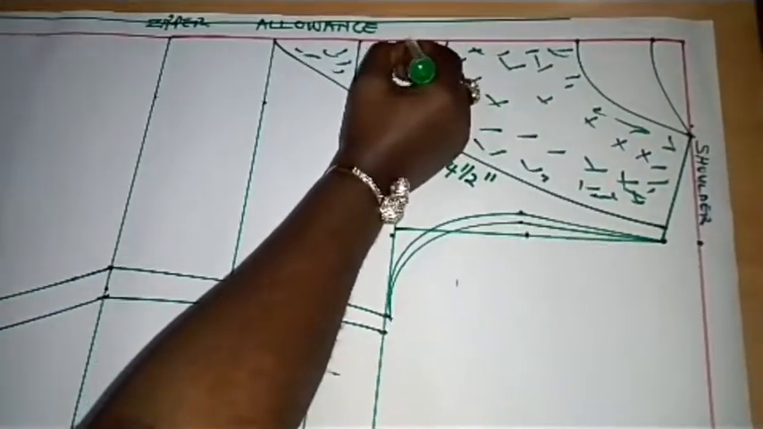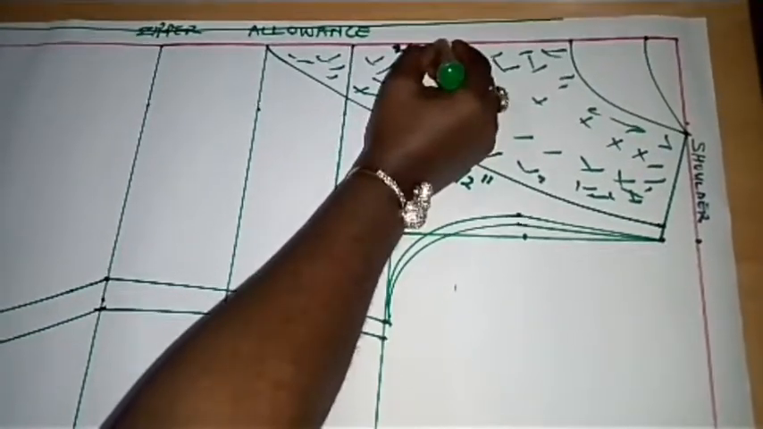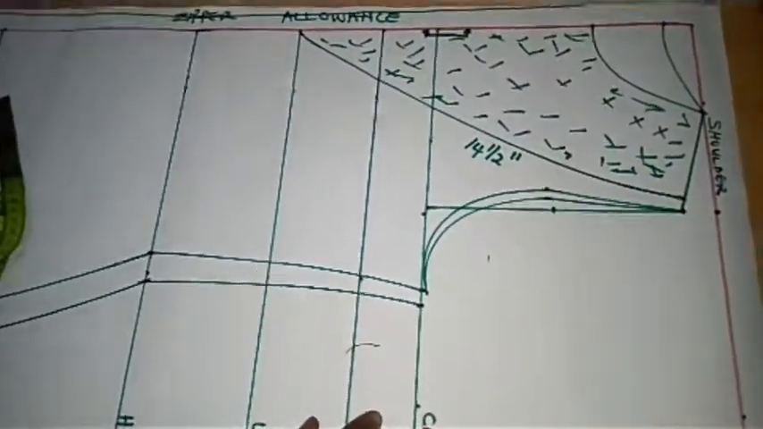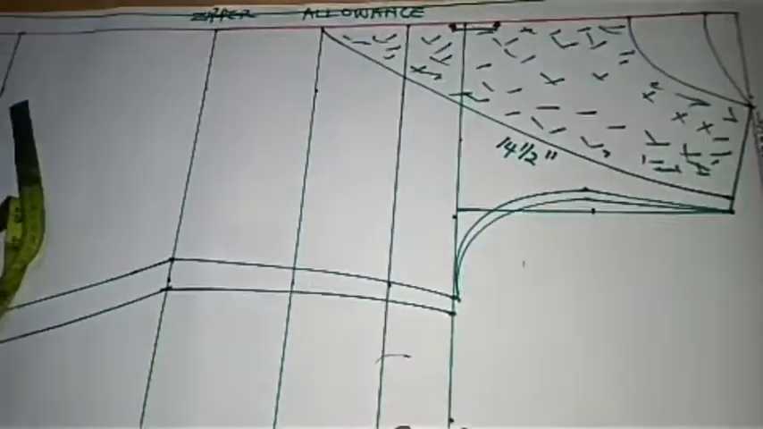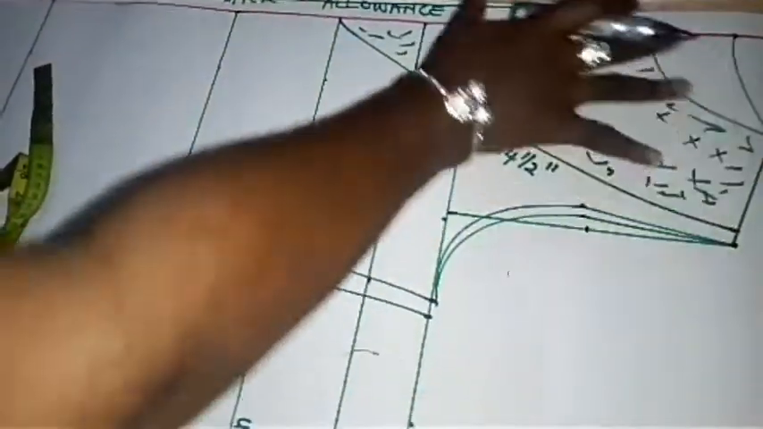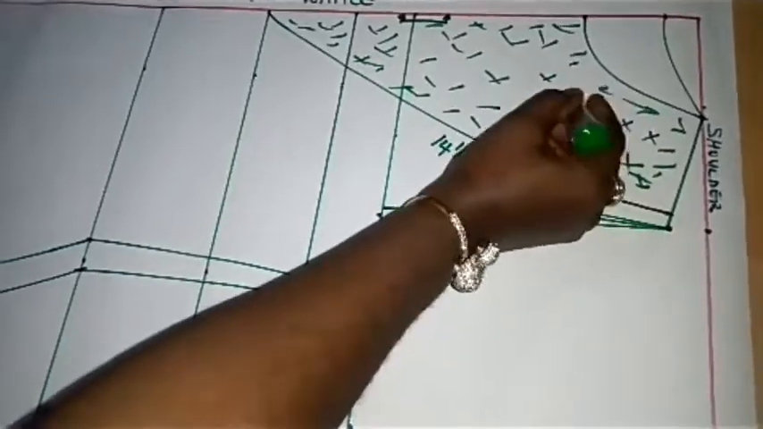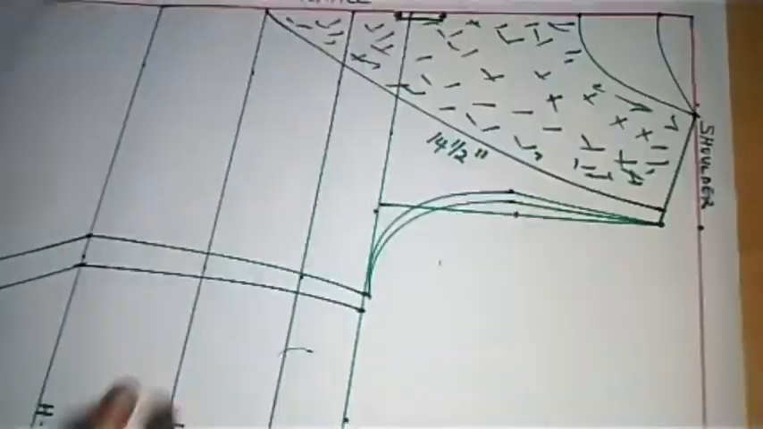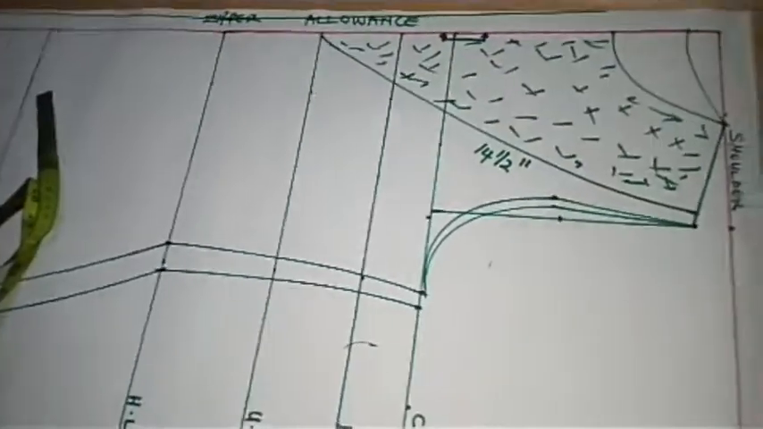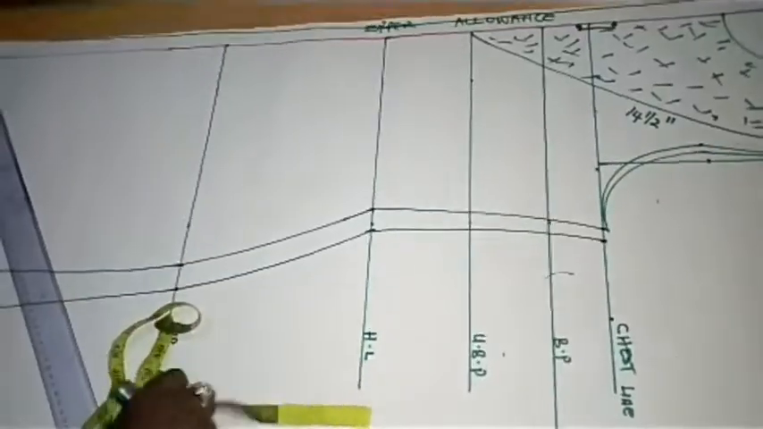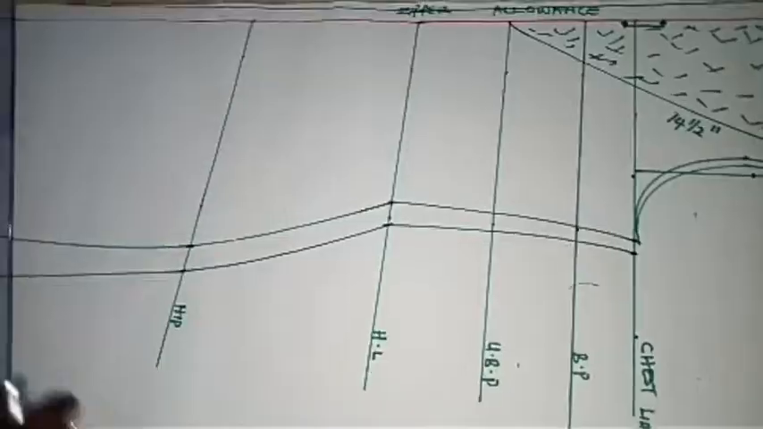After tracing it, I'm going to trace it with my tracing wheel to another paper under it, or I'll use my tracing paper and place and get exactly this shape. Okay, that's why you see I shaded it to make it different. So the next thing we are going to do is to draft our pockets. Remember, there's a pocket on that shape gown.